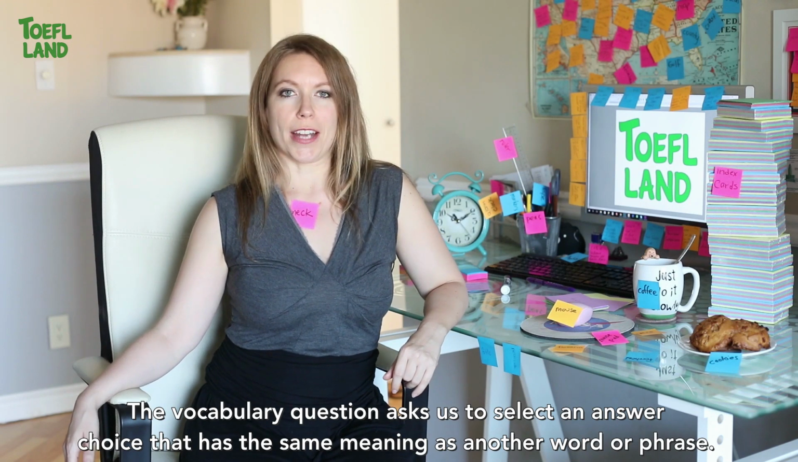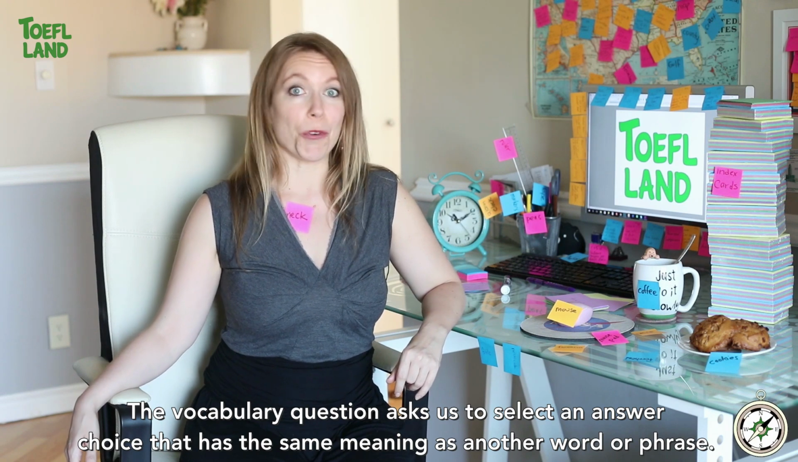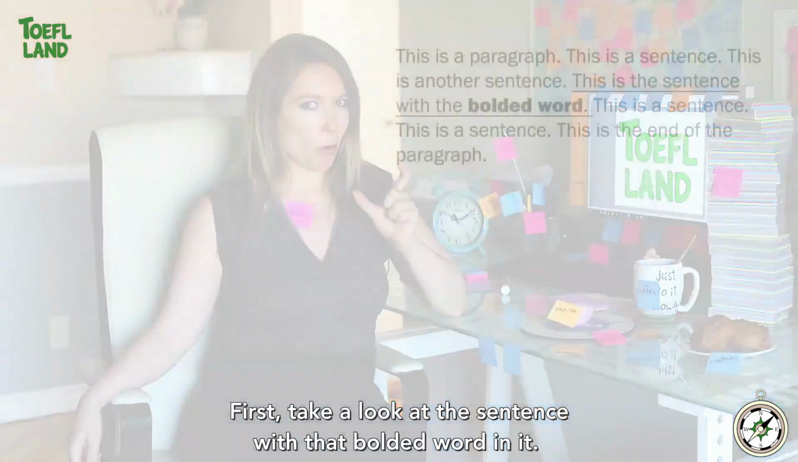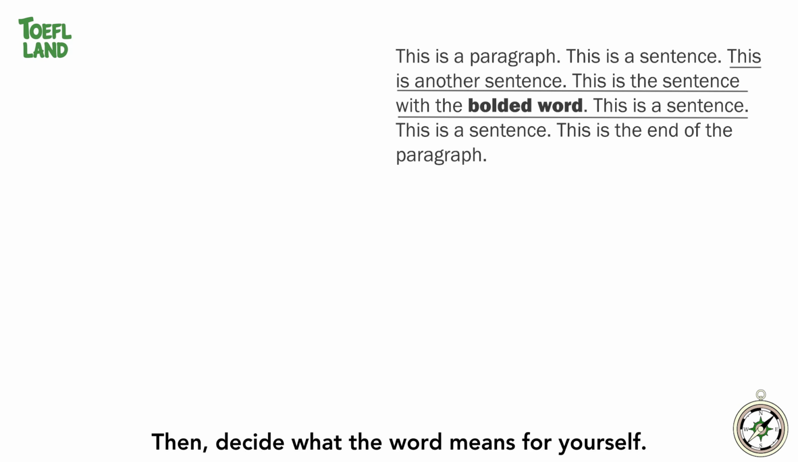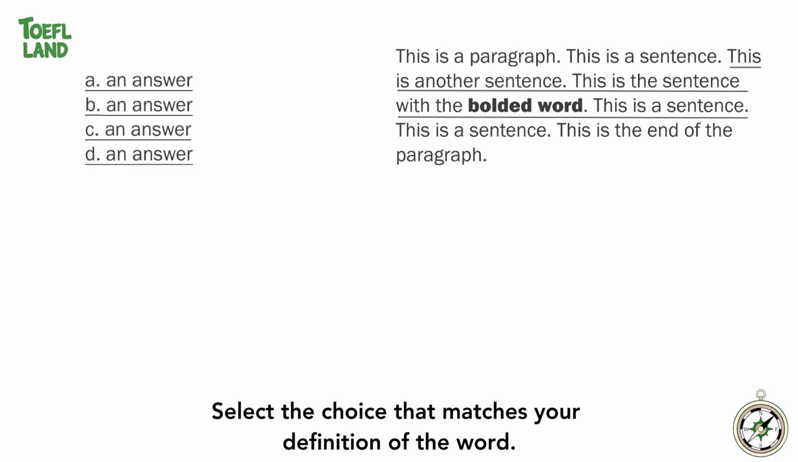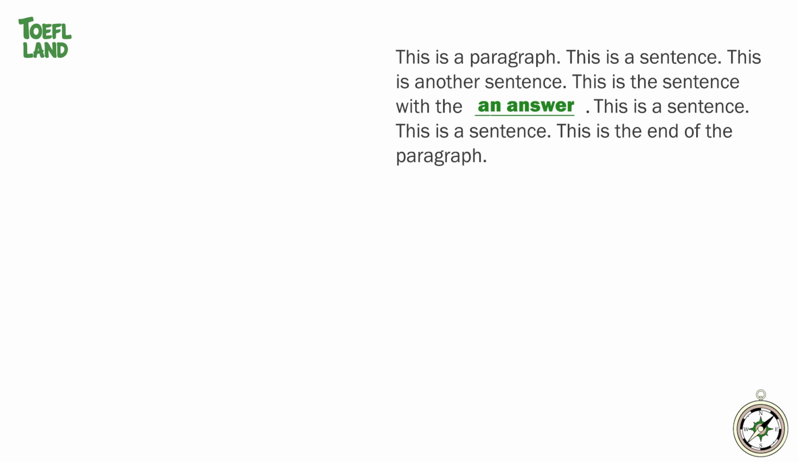The vocabulary question asks us to select an answer choice that has the same meaning as another word or phrase. So here's how we do it. First, take a look at the sentence with that bolded word in it. Then read the sentence before and the sentence after to gather as many contextual clues as you can. Then decide what the word means for yourself. Look at the answer choices, select the choice that matches your definition of the word. Finally, go back, place that word in the sentence, and see if it makes sense. If it does, you've got your correct answer.